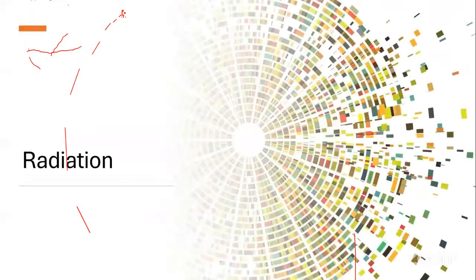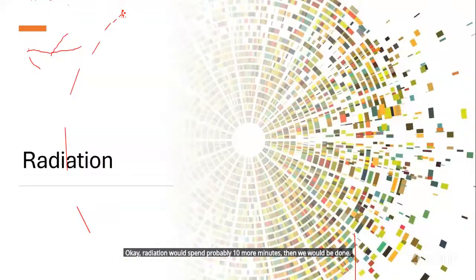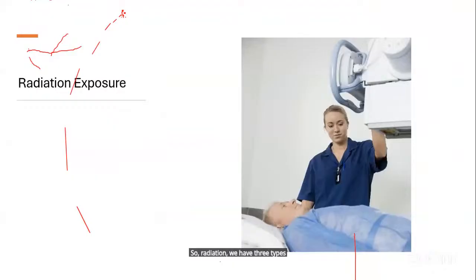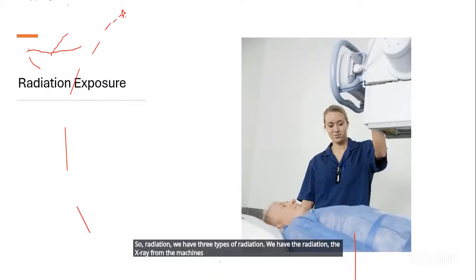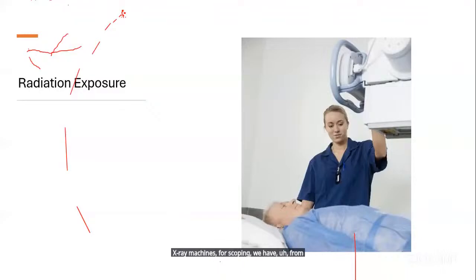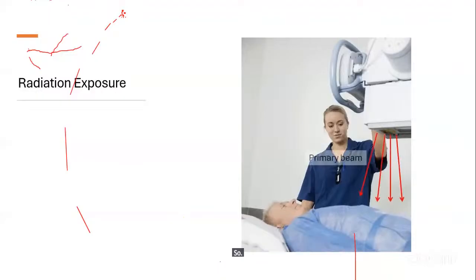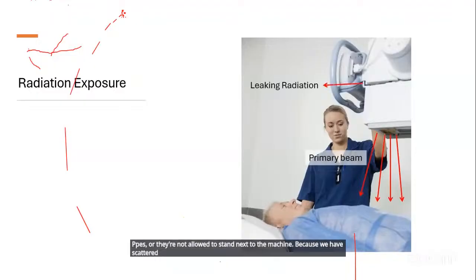Okay, radiation, we'll spend probably 10 more minutes, then we will be done. So radiation, we have three types of radiation. We have the X-ray from machines that we have in our hospital: X-ray machines, fluoroscopy, CT. We have radioactive materials. So how do people get affected? Why do they need to wear their PPEs, or why are they not allowed to stand next to the machine? Because we have scattered radiation. When it hits the person, it will just scatter all over the place and hit other people.